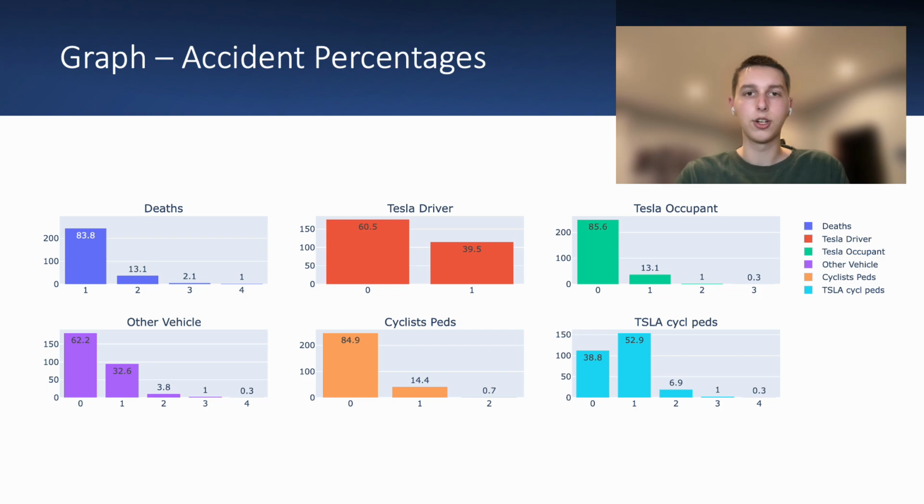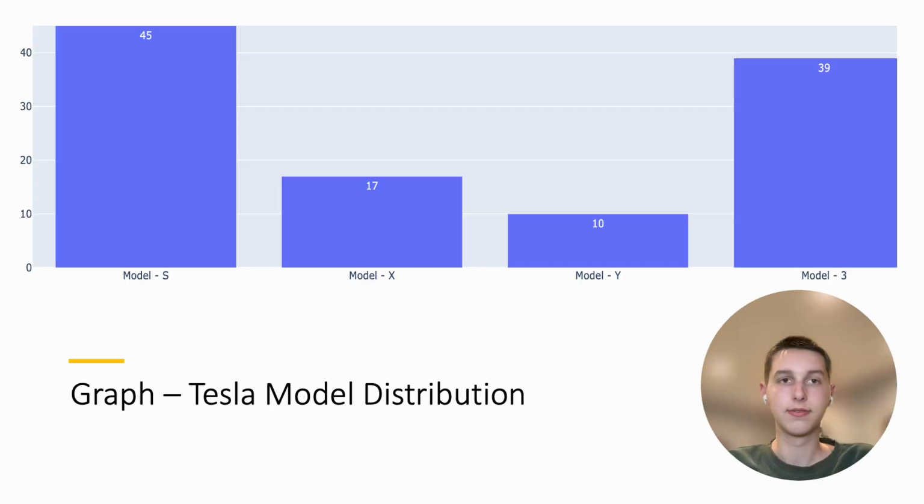The fourth graph shows the number of other vehicles involved in the accident. The fifth graph shows the number of pedestrians or cyclists that were hit. The final graph shows the total number of deaths in a pedestrian or cyclist accident, including the occupants of the Tesla. This tells us a lot about the nature of these accidents and the specific conditions in which they occur.